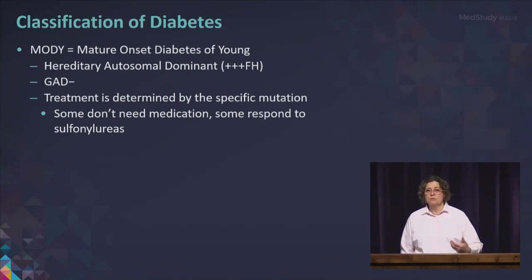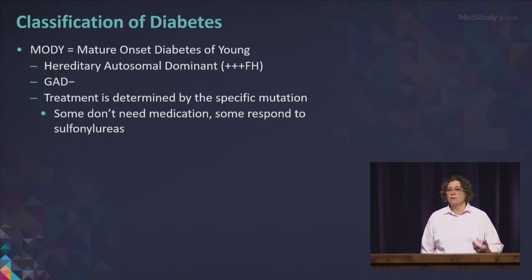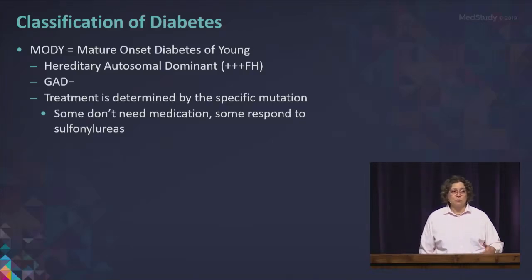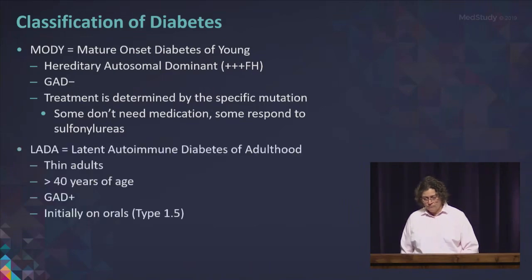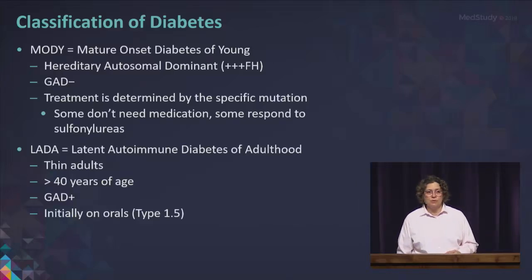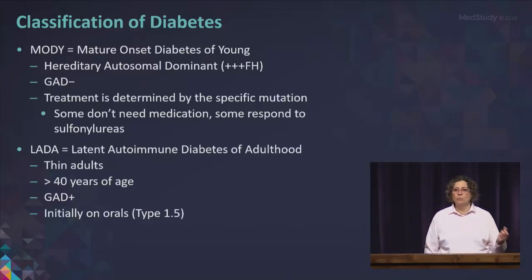So when you think of someone with early diagnosis of diabetes, you rule out type 1, your next step along the algorithm should be genetic testing for MODY. Then we have LADA. LADA is latent autoimmune diabetes of adults. So it's more of an indolent type 1 diabetes.